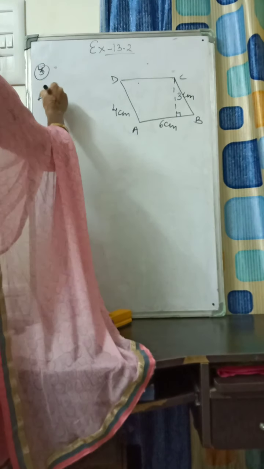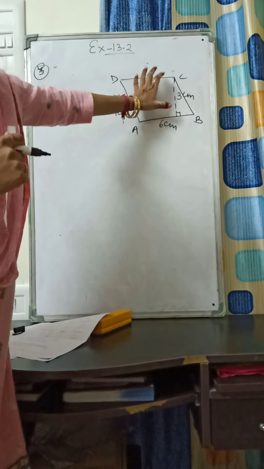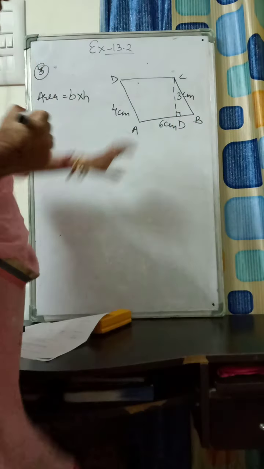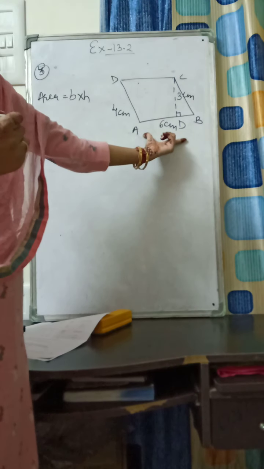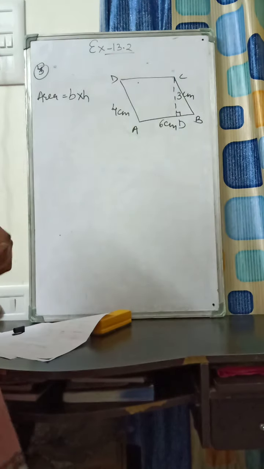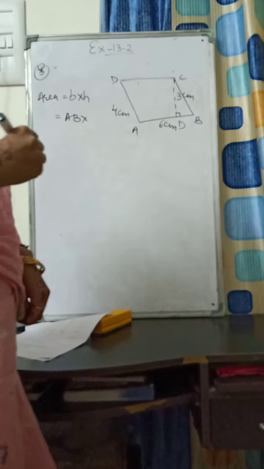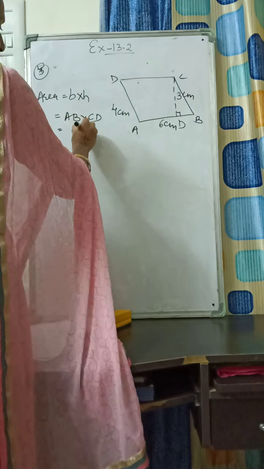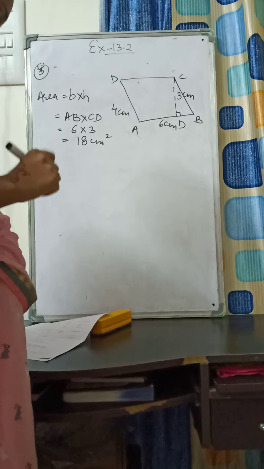So area of parallelogram, students, we know that is base into height. So with using this base and this height, because this CD is perpendicular on AB, that means AB will be the base and this CD will be the height. So by using these two values, 6 into 3, we get 18 centimeter square, the area of the parallelogram.